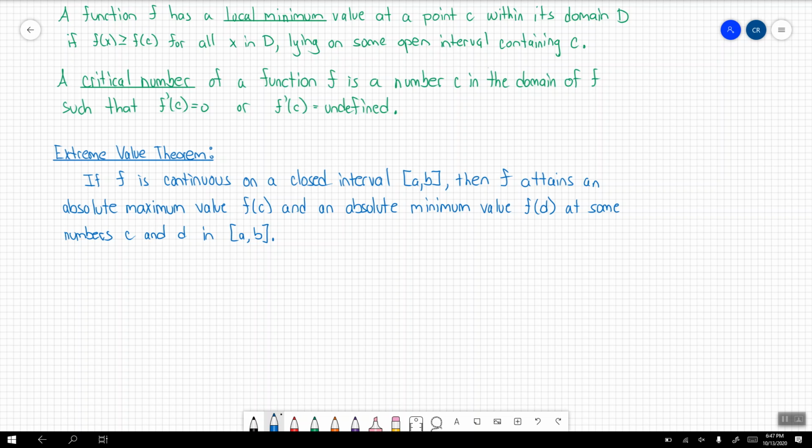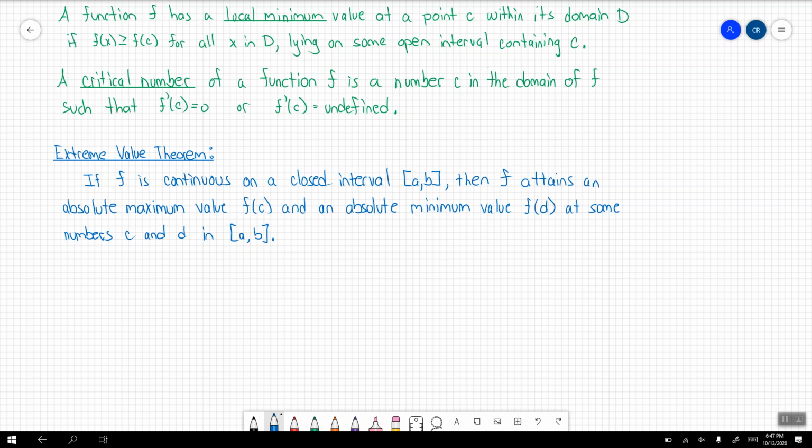The very last item that I want to talk about before these examples is the extreme value theorem. The extreme value theorem says that if f is continuous on a closed interval from a to b, then the function f attains an absolute maximum value, which we'll call f of c, and an absolute minimum value, which we'll call f of d, at some numbers c and d on the given closed interval a, b.